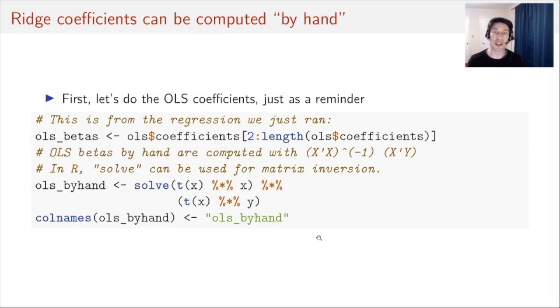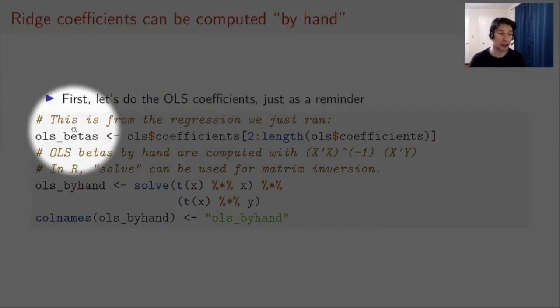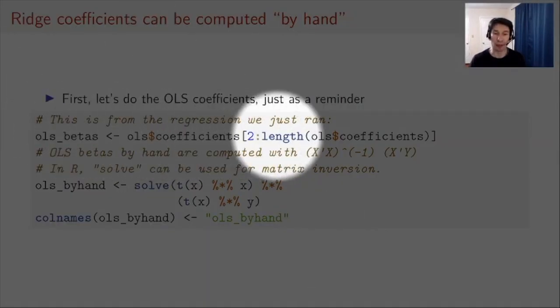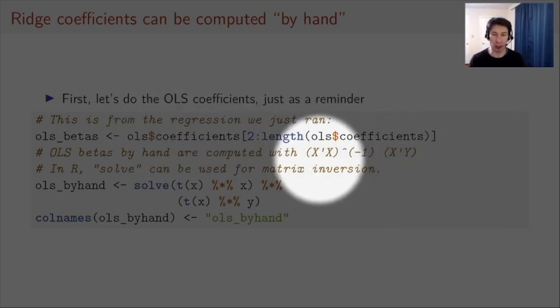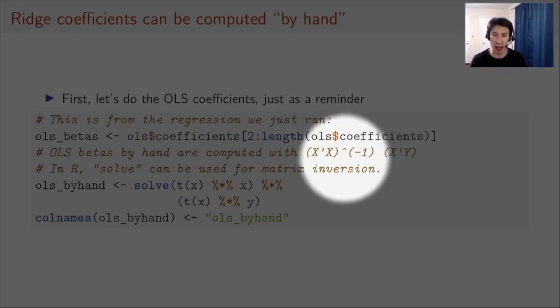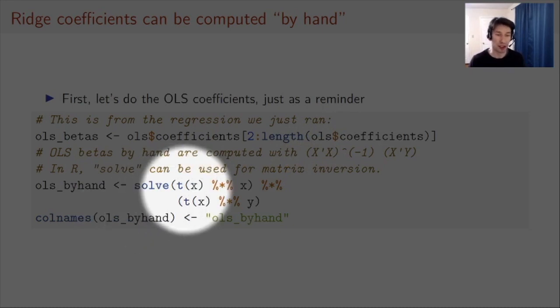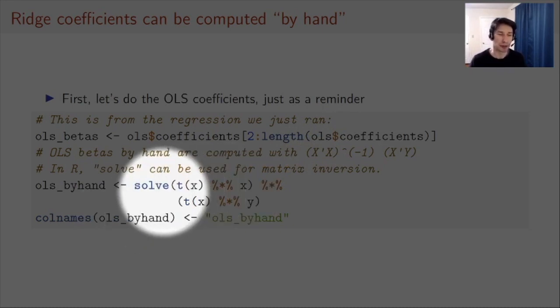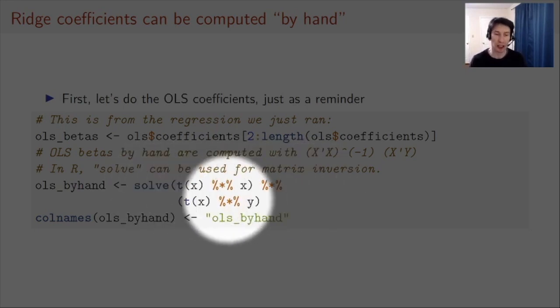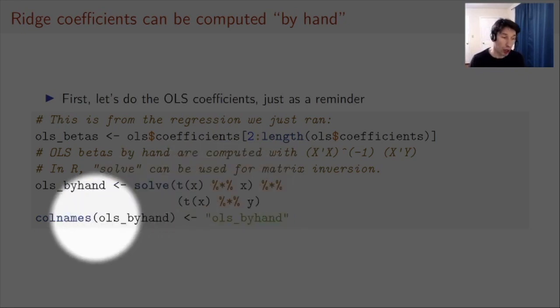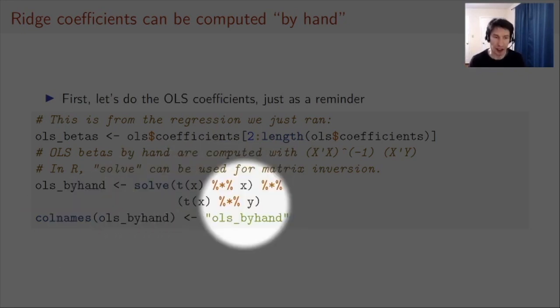So first, let's just do the OLS coefficients by hand, just as a reminder. So here we extract the betas that came out of our lm command, our actual regression command, and then we're going to make sure that we're getting the same coefficients if we just compute x prime x inverse x prime y. So this is pretty easy to do in R, because R has this solve command, and the solve can be used for matrix inversion. So we do x prime x inverse x prime y, just to check that by hand we're getting the same coefficients.